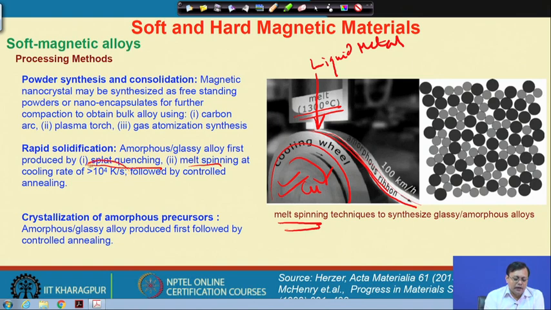So, we can achieve greater than 10 to the power 4, let us say 10 to the power 6 Kelvin per second. This is followed by some controlled annealing treatment.